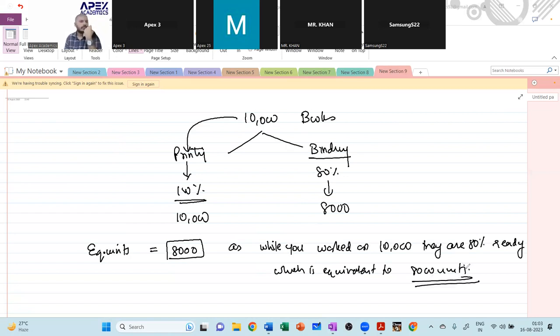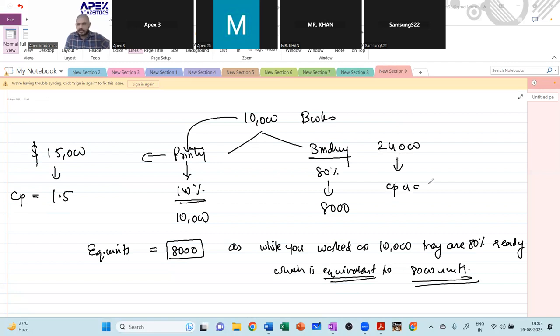Understood? Equivalent. So how many units? 8,000 units. Now my printing cost is 15,000. What is my cost per unit? 1.5. My binding cost is 24,000. What is my cost per unit? 3. Yes or no?